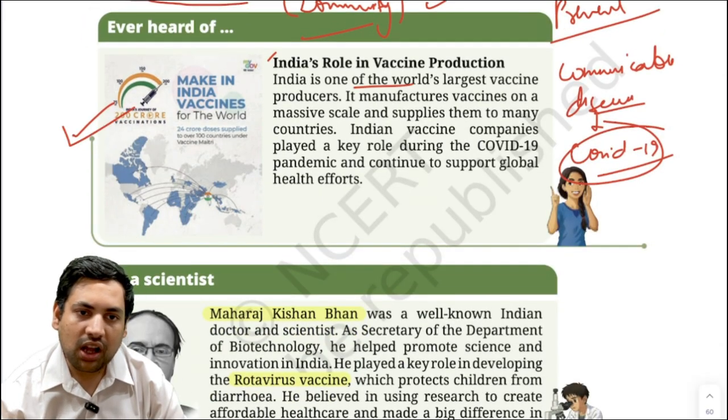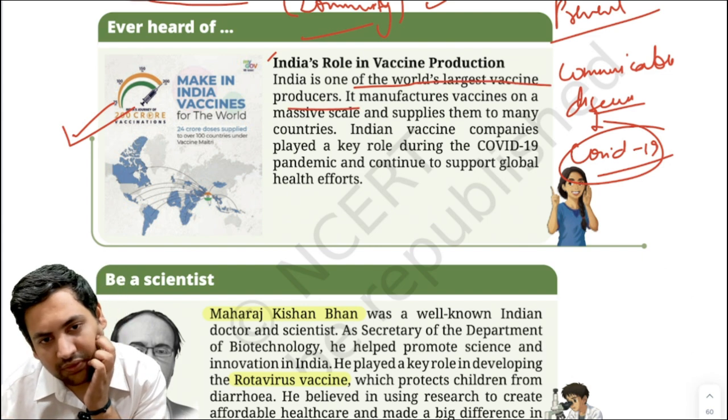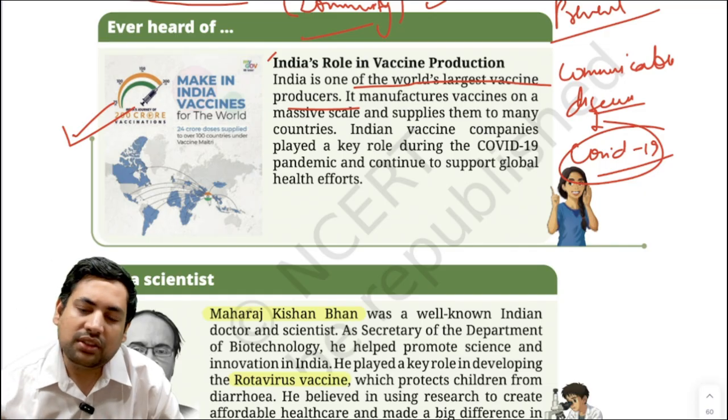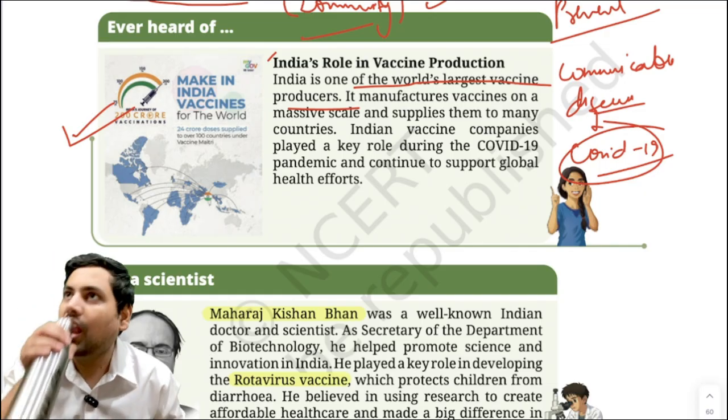Then it talks about how India is one of the major vaccine producers in the world. Correct, one of the largest vaccine producers in the world. We have manufactured most of the COVID-19 vaccines also, that were sent globally.